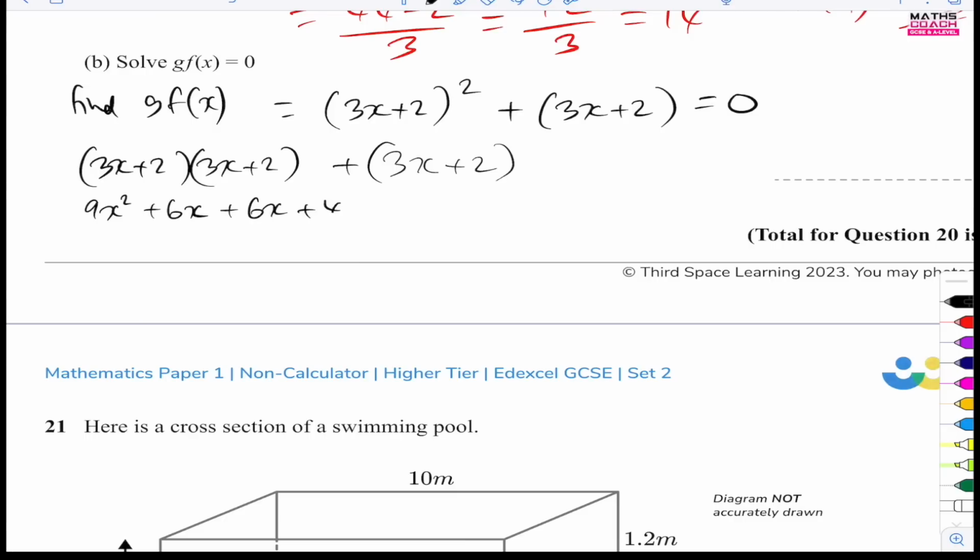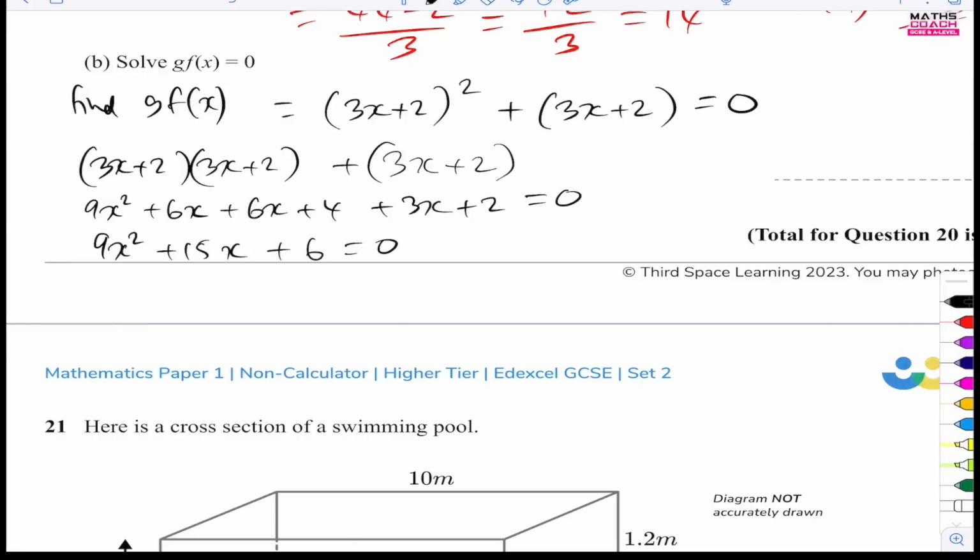And then 2 times 2 is 4. And then we have all of that from this bracket. Collect all the like terms, and this is equal to 0 as well. Collect all the like terms, so you've got 9x squared. You have 6x, 6x, and 3x. So 6 and 6 is 12, plus 3 is 15. So plus 15x. And the 4 and the 2, that gives you 6.